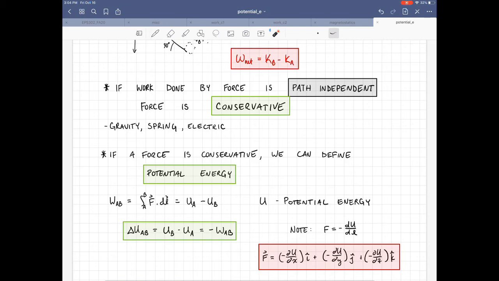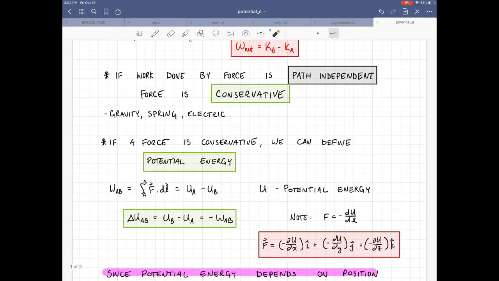Again, it's another form of energy, so the unit is joule. An interesting thing is that if you know the potential energy and you want to determine the force, you take the derivative of the potential energy function with a negative sign, and that gives you the force expression for a given force.